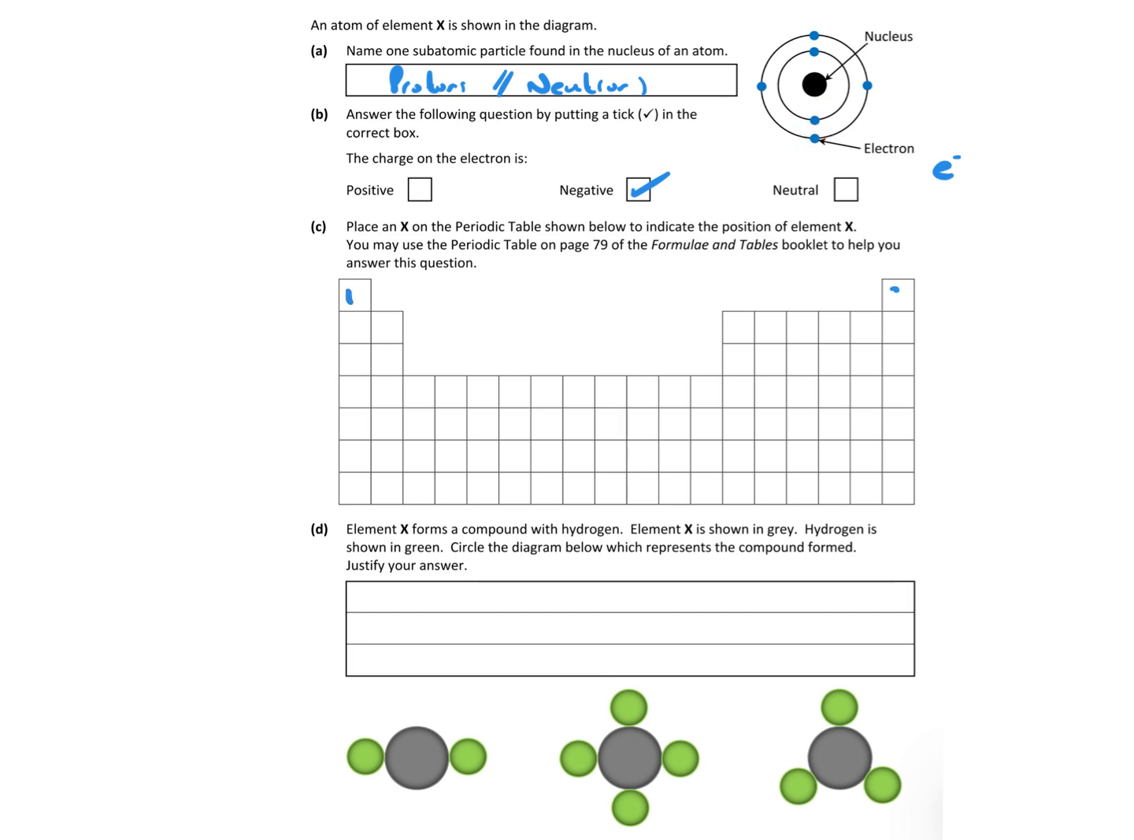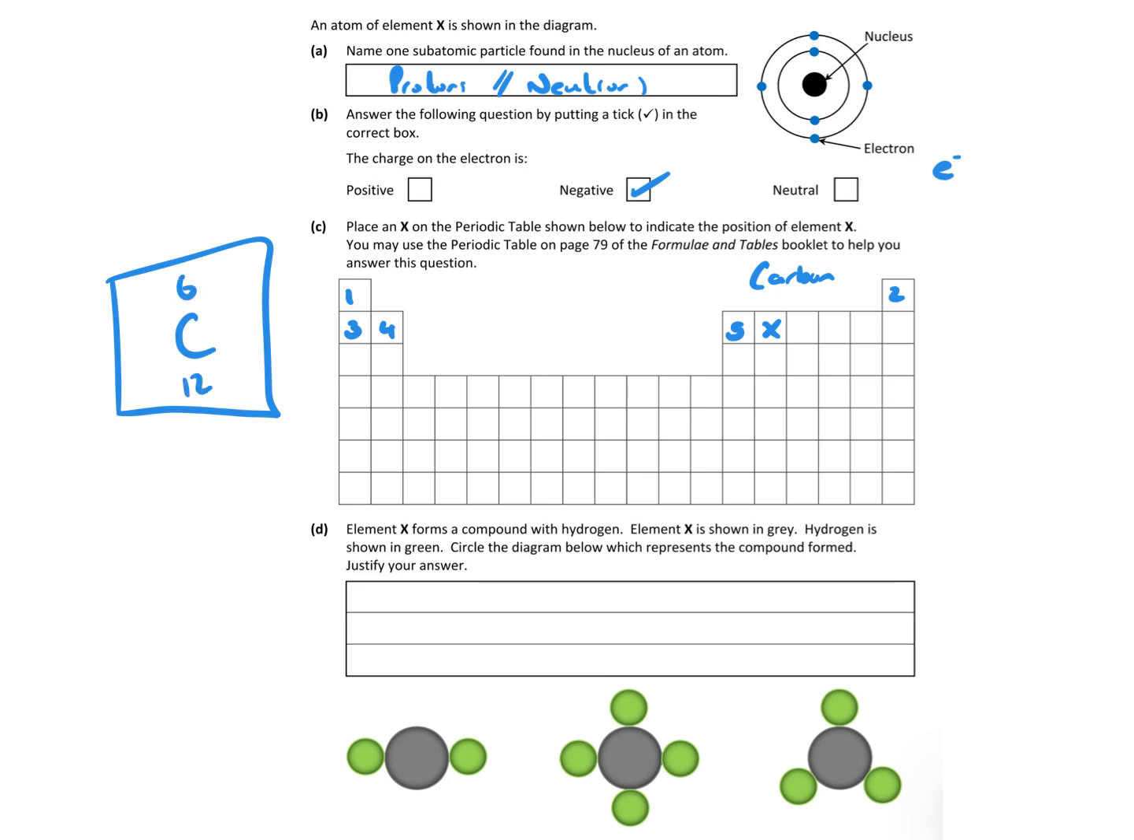So 1, 2, 3, 4, 5, 6. So that's actually going to be it there. I'm not going to write down the number 6. I'm going to put in the X like they wanted me to. Element X, and we actually know that this is carbon in this case. When you look at the periodic table, that's carbon. So this is what it will look like on the periodic table.